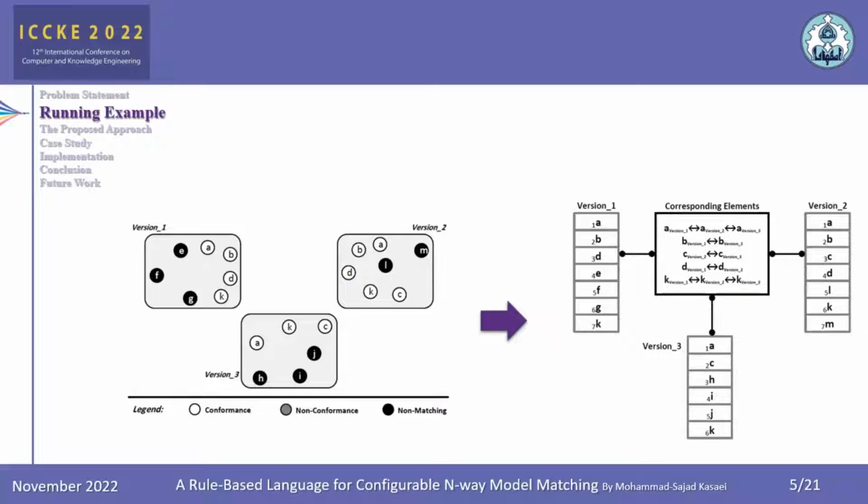To illustrate the motivation of n-way model matching, we provide a simple running example using three different fragments. In this example, white nodes represent the elements that have counterpart similar elements in the other input fragments. In contrast, black nodes represent the elements that do not correspond to parts of other input fragments.